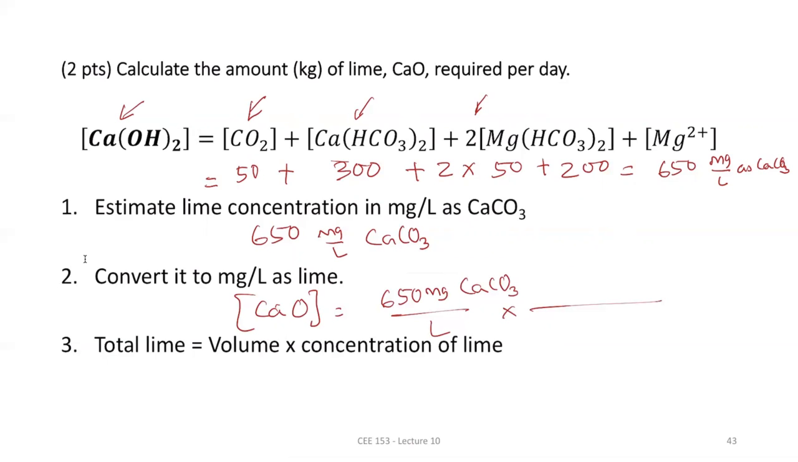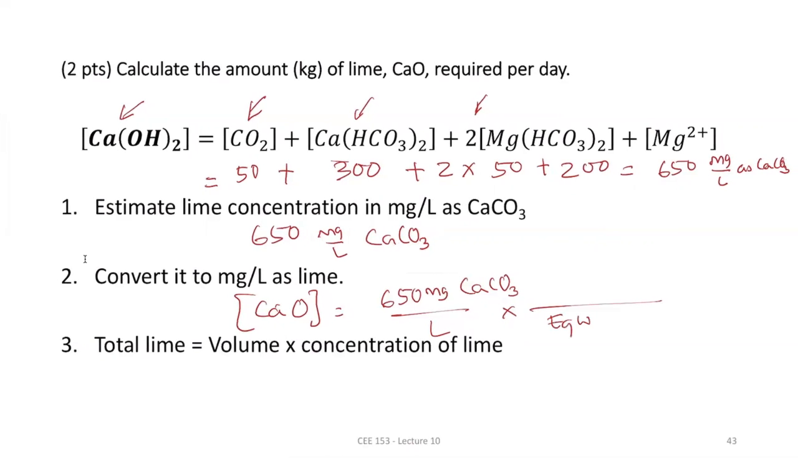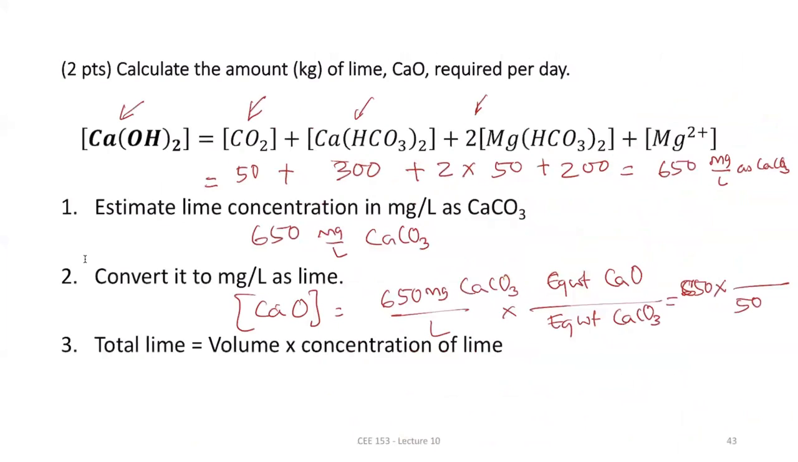So if you see equivalent weight of calcium carbonate and equivalent weight of lime, if you do that one, this will be 650. You know this one is 50. And this one, calcium hydroxide. So calcium, the molecular weight of calcium is 40. So CaO means 40 plus oxygen is 16, so 56 gram per mole. But that's molecular weight.